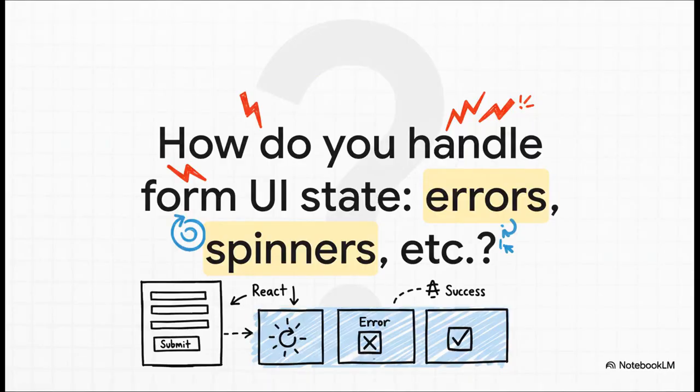Just take a second and think about your own code. A user clicks Submit. What happens next? You've got to disable the button, show some kind of spinner, wait for the network, and then, depending on what comes back, you either show an error or a success message. How are you juggling all those different pieces of state right now?